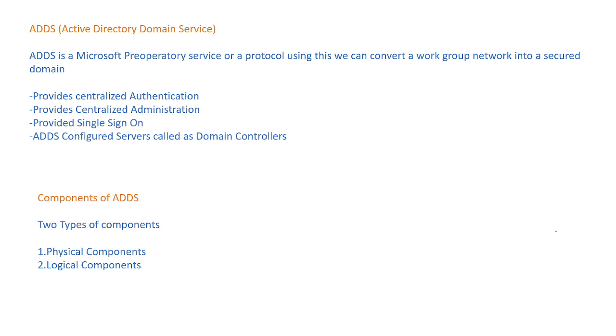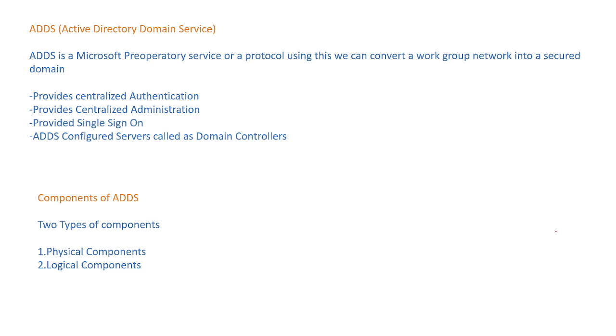If you have a server, you can install a service called Active Directory Domain Services, and then you can promote your workgroup into a domain environment. So once you promote your workgroup into a domain environment, you will be able to obtain some features. What are those features? It will provide you centralized authentication.